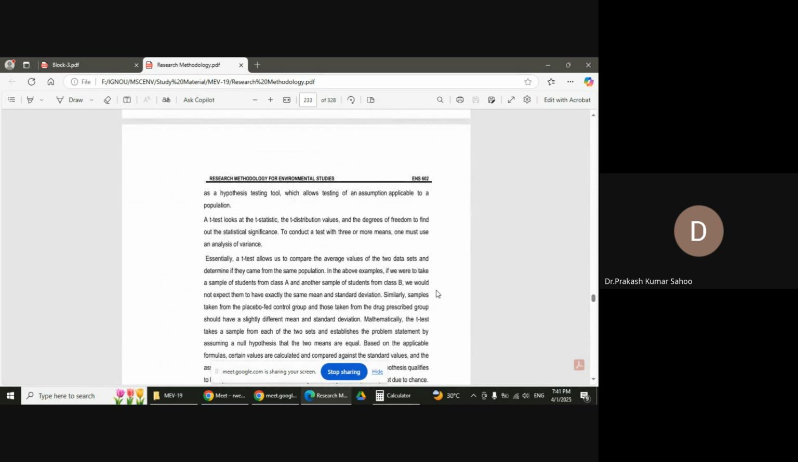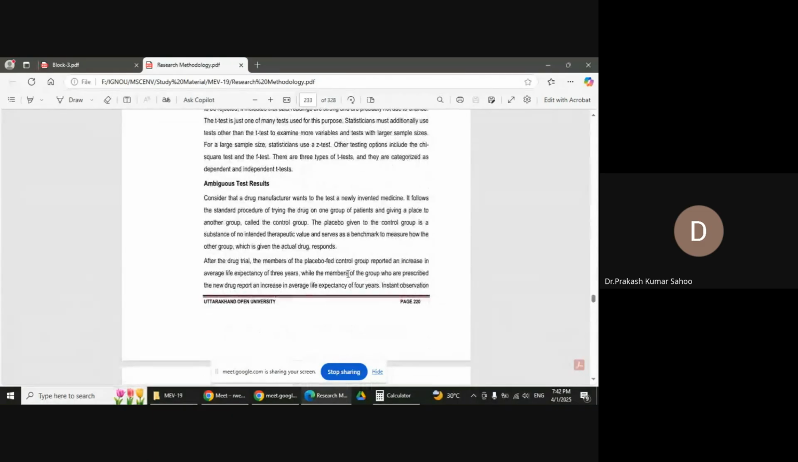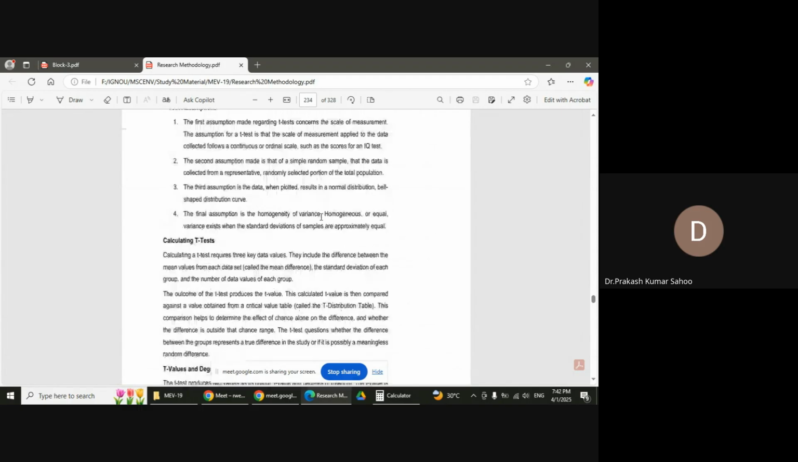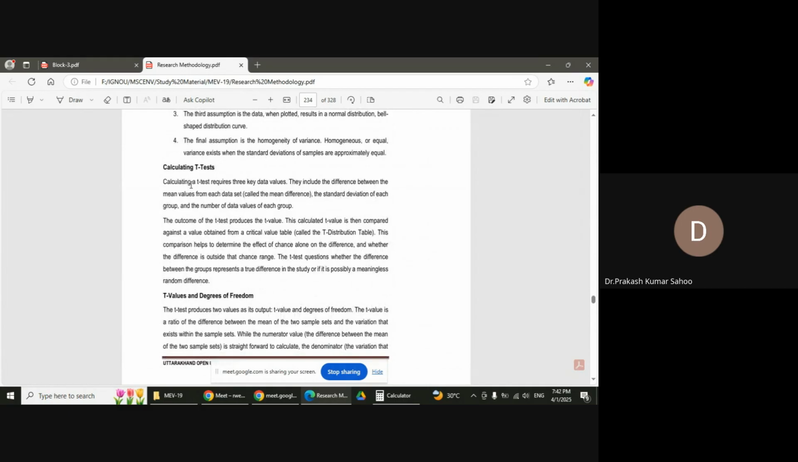So it is used as a hypothesis testing tool, which looks at the t statistic, t distribution and degrees of freedom to find out statistical significance. So we have the t test. Where is the formula? Yes, this is how the t test is calculated.